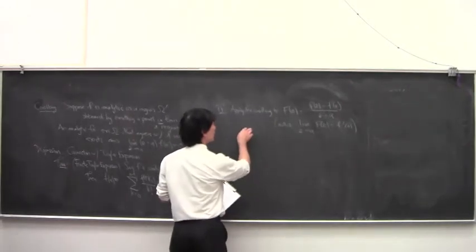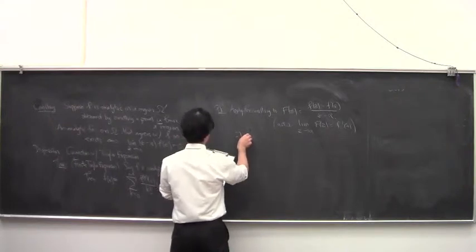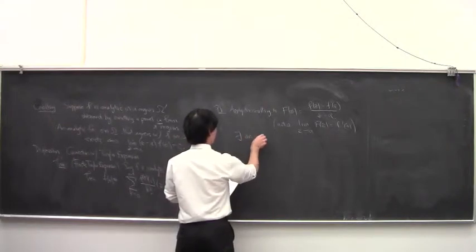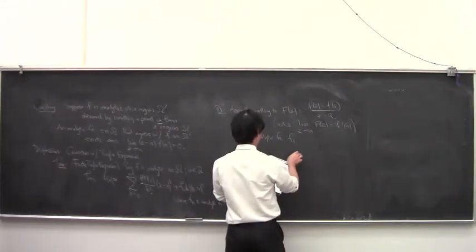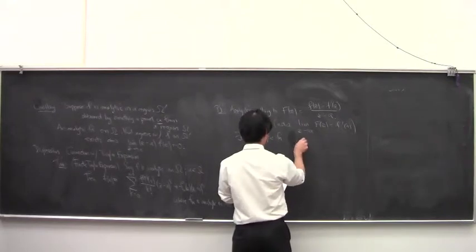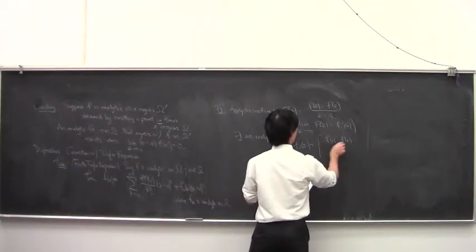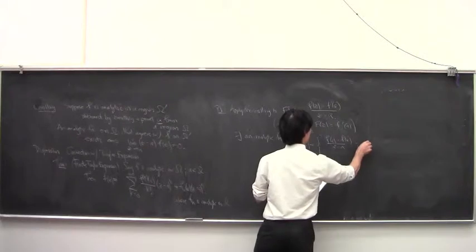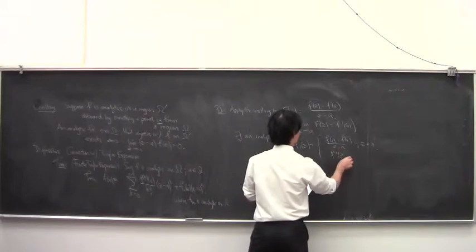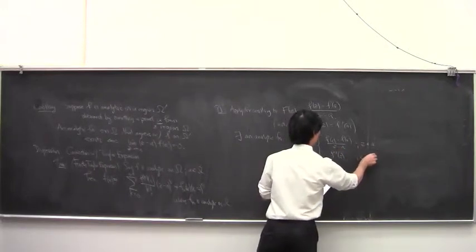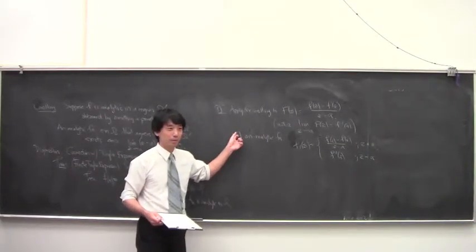So what do you get? You get that there exists an analytic function f1 so that f1 equals (f(z) minus f(a)) over (z minus a) when z is not equal to a, and equals f prime of a at z equals a. That's just the consequence of the corollary.